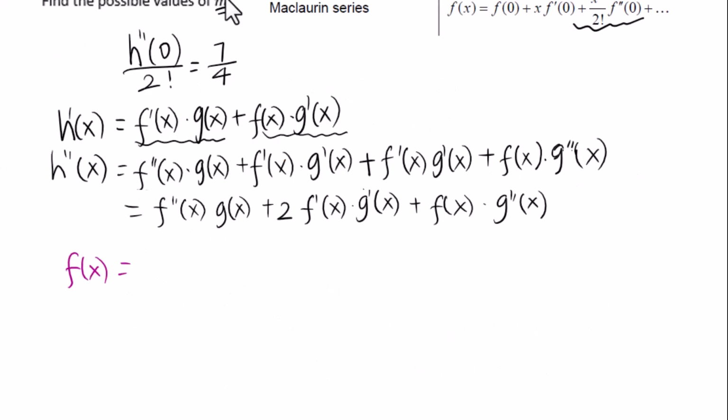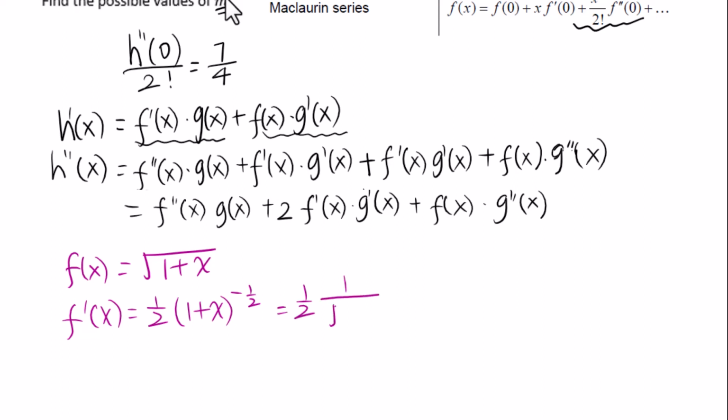We know f of x equals square root of 1 plus x. f prime of x equals 1/2 times (1+x) to the negative 1/2 power, which is 1/2 times 1 over square root of 1 plus x. f double prime of x equals negative 1 over 4 times square root of 1 plus x to the third power.